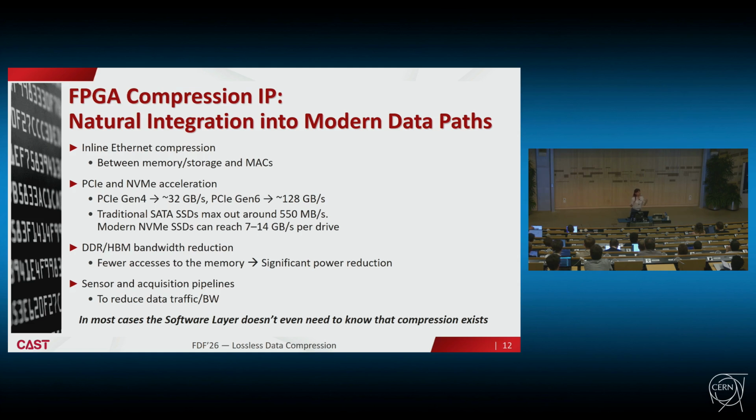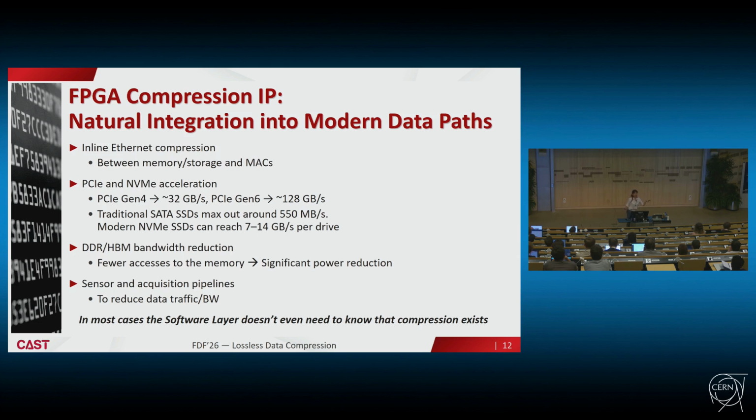It can be integrated in a very easy way on modern data paths. We have cores that can be streaming, and they can be used inline easily between your Ethernet, your memory, your storage, and your MAC. Okay. We have PCIe and NVMe accelerators. And we have speeds like PCIe generation 4 at 32 gigabytes per second. The latest generation of PCIe reaches 128 gigabytes per second.